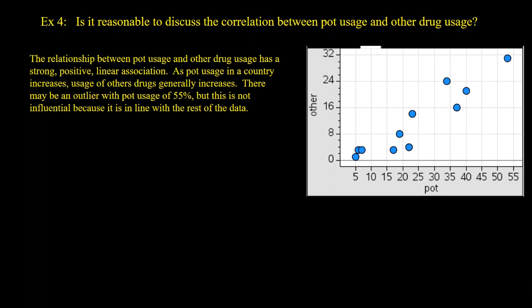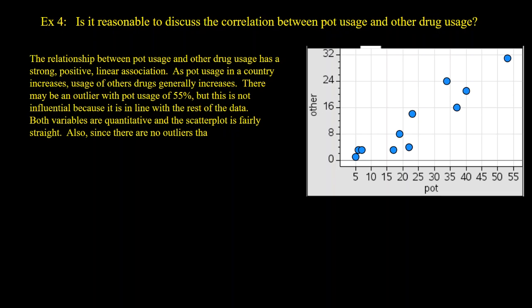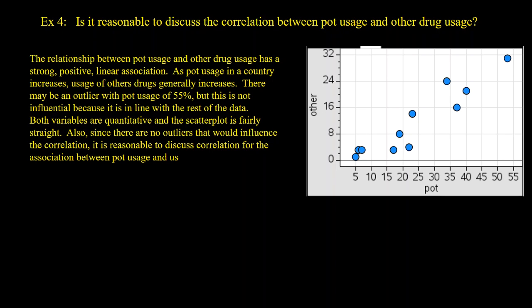Now let's check our conditions. Both variables are quantitative, and the scatter plot is fairly straight. Also, since there are no outliers that would influence the correlation, it is reasonable to discuss correlation for the association between pot usage and usage of other drugs. So we talk about straight enough, quantitative variables, and outliers. And we also throw in context just to strengthen our argument.